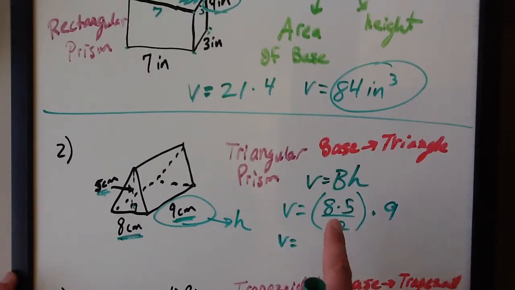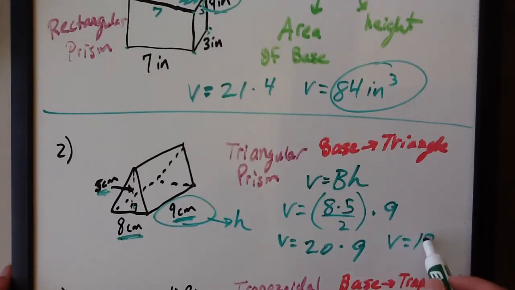So volume is equal to 8 times 5 is 40 divided by 2, which is 20. So that is the area of the base times the height, which is 9. So volume equals 180. And this is centimeters cubed, cubic centimeters.